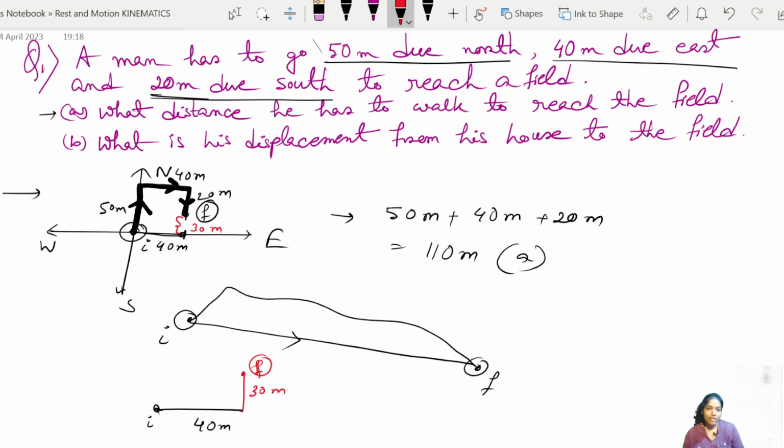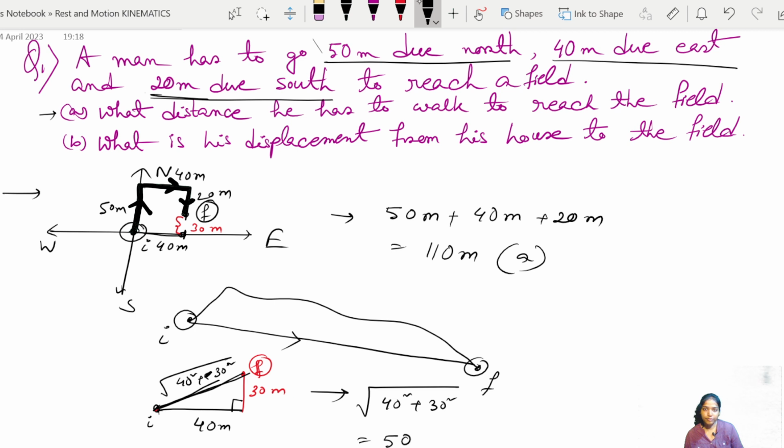That means this is the initial and this is the final position. We can get the net displacement by this. It is 90 degree. So here 40 square plus 30 square. So for the displacement it will be root under 40 square plus 30 square. So it is 50 meter. And what will be the direction?